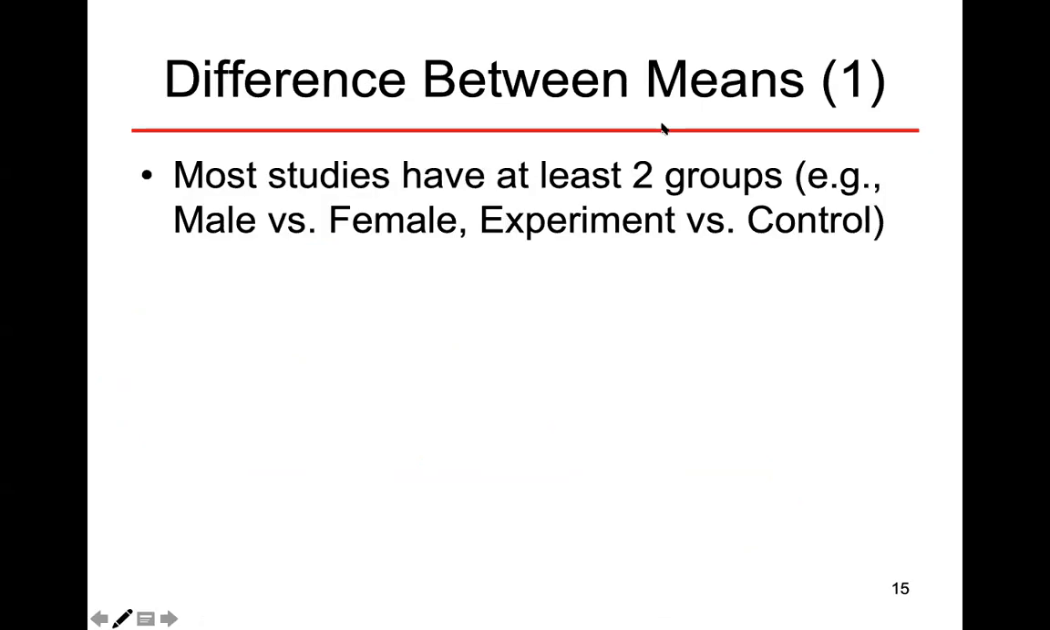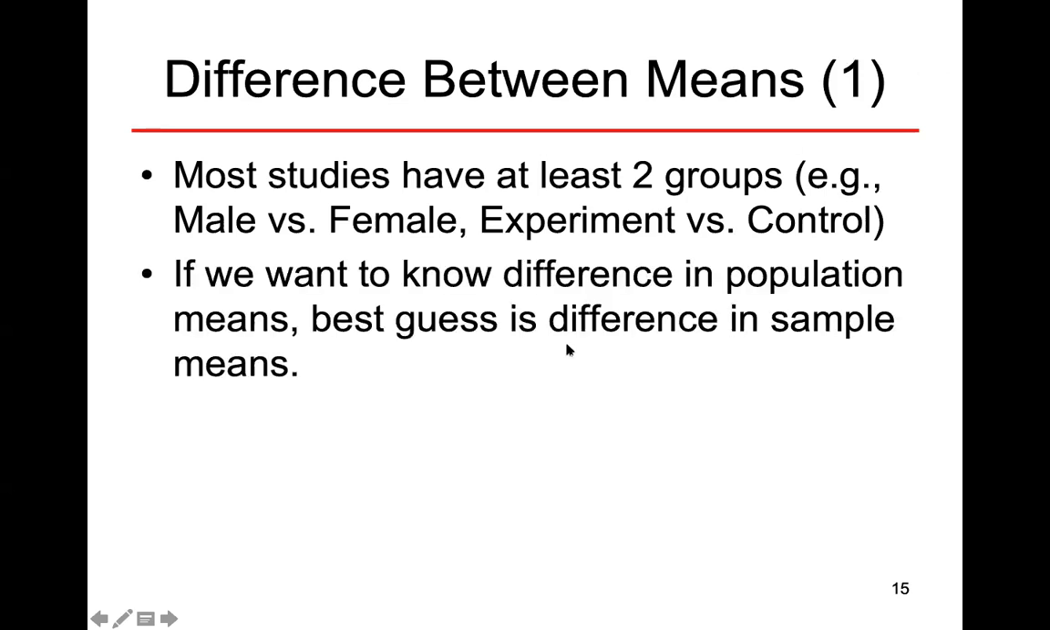If I have two means, what will I have? For example, in your projects, you will have two groups, arkadaşlar. One group of students, another group of students, males, females. This experiment and control group. Okay, I will have two different groups, two different categories. I want to know the difference in population mean and, best case, the difference in sample means. So what do I say?